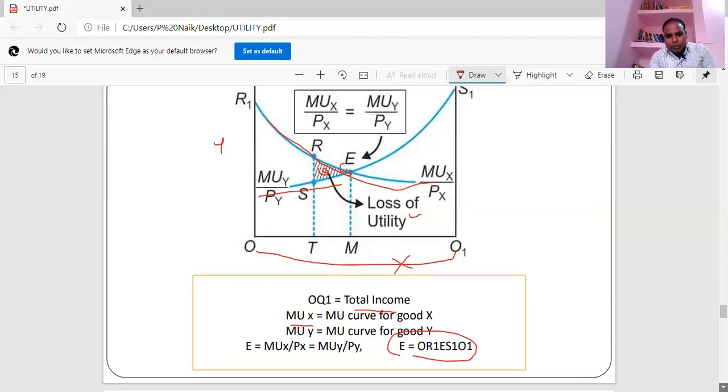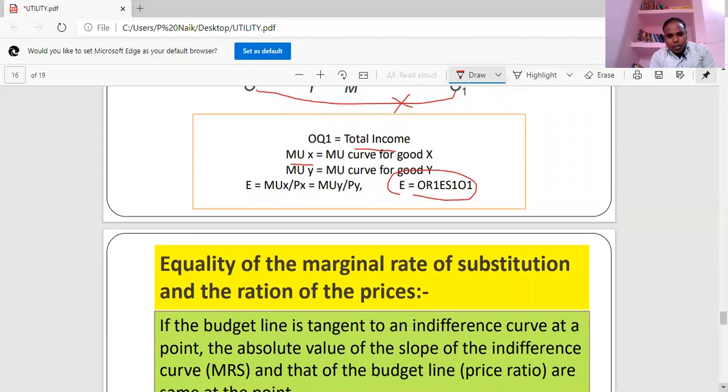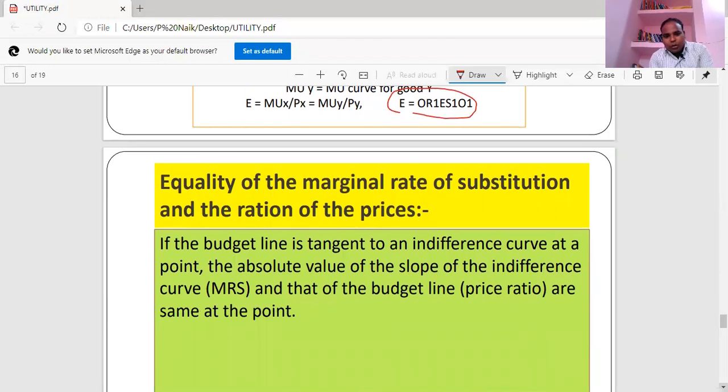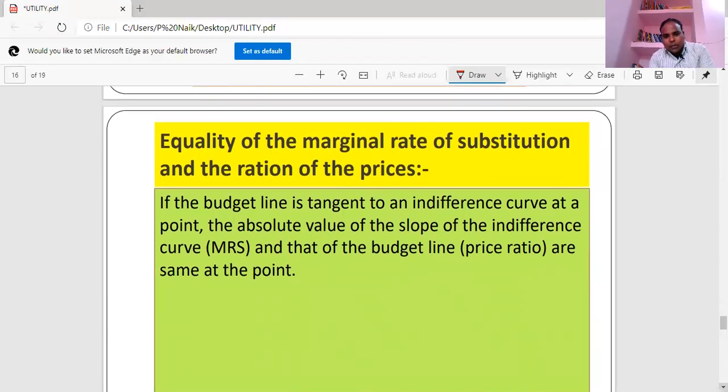This is the equimarginal utility equilibrium. Then, equality of the marginal rate of substitution and the ratio of the price. If the budget line is tangent to an indifference curve at a point, the absolute value of the slope of the indifference curve, the marginal rate of substitution, and that of the budget line, or price ratio, are the same at the point.